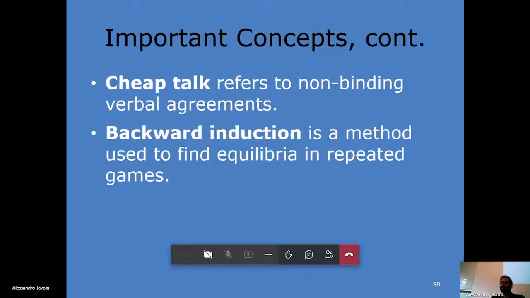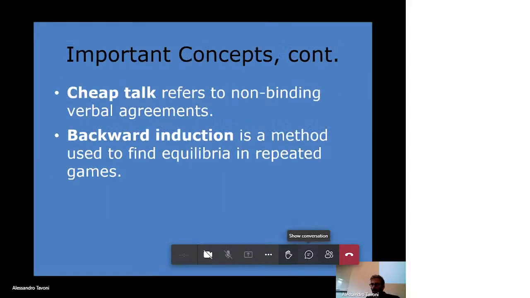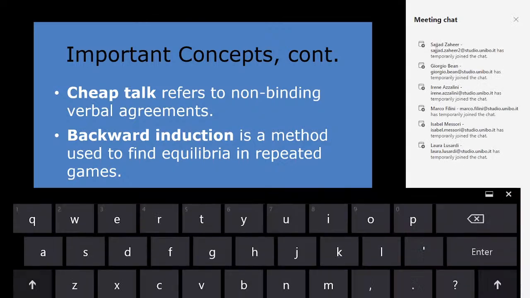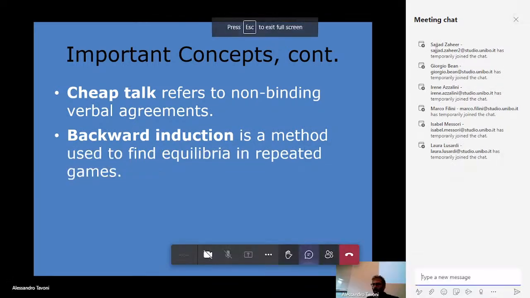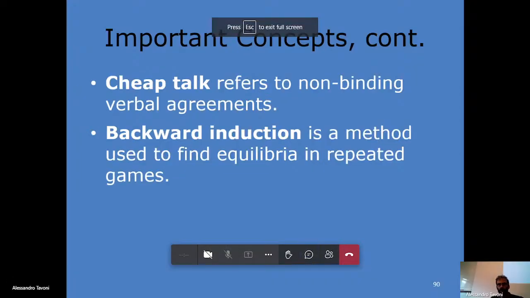All right. So, a couple more concepts. Cheap talk refers to non-binding verbal agreements. These are important because the theory predicts that in games, cheap talk should be disregarded.